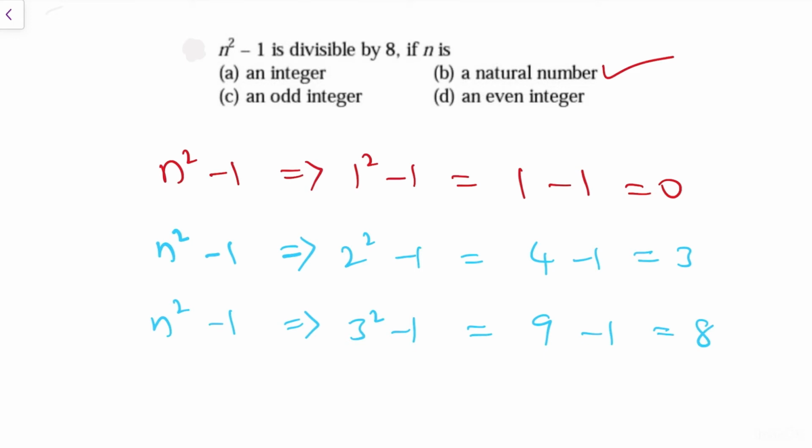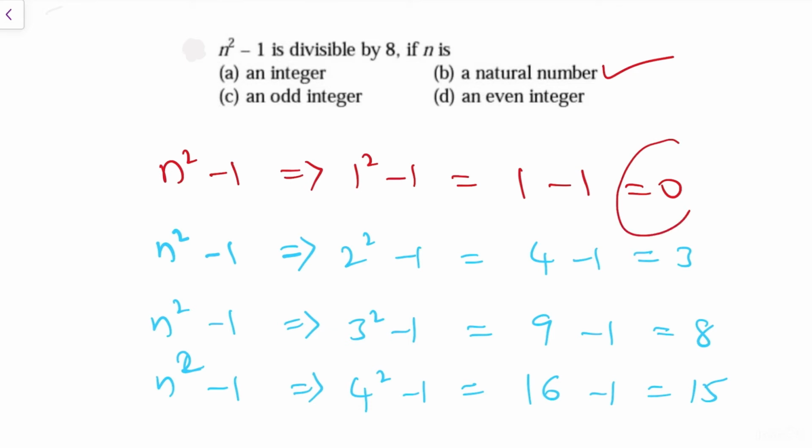And coming to the next natural number, that is 4. So in the place of n I am substituting 4. 4 square minus 1. 4 square is 16. 16 minus 1 is 15. Now if we observe these results, here first 0 we got, then 3 we got. Obviously remainder 3 means it is not at all divisible by 8, so no use. Next one we got 8. 8 is divisible by 8. Next one 15. 15 is not at all divisible by 8.